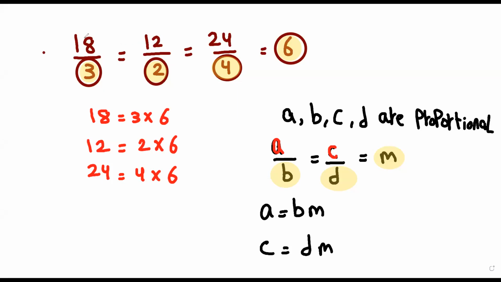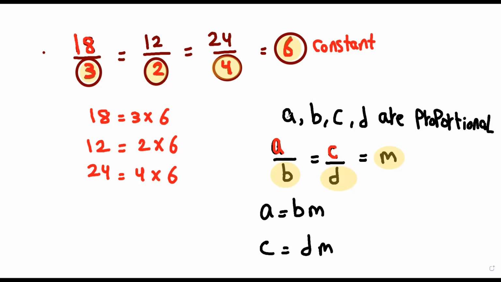If we have some ratios like 18/3 and 12/2 equals 24/4, all of them, 18 divided by 3 is 6, and 12 divided by 2 is 6, and 24 divided by 4 is 6. So here the top, the antecedent 18 is equal to the consequent 3 multiplied by 6, which is the constant. And 12 is equal to 2 multiplied by 6. And 24 is equal to 4 multiplied by 6, the constant here.